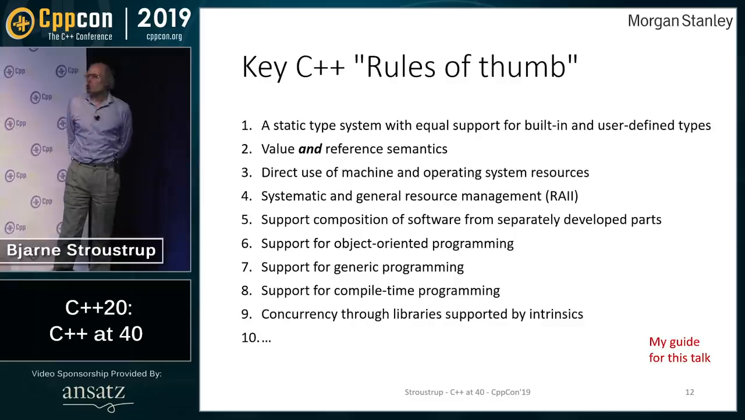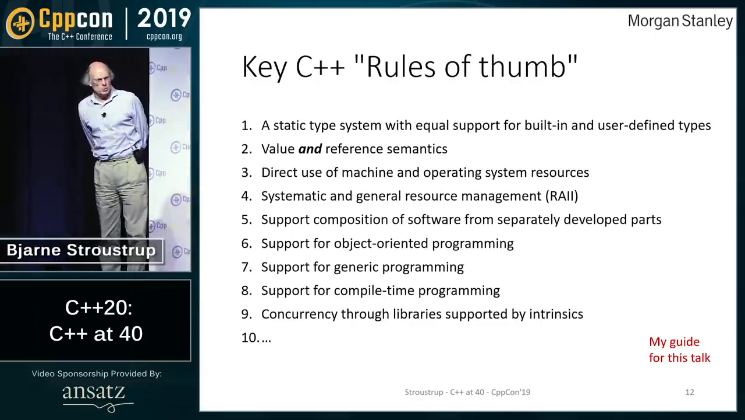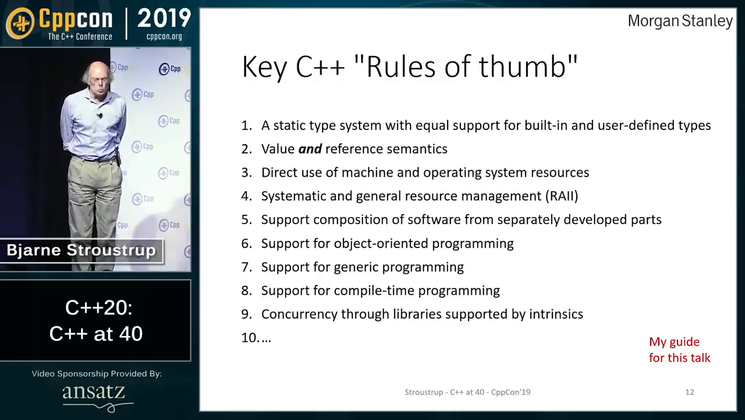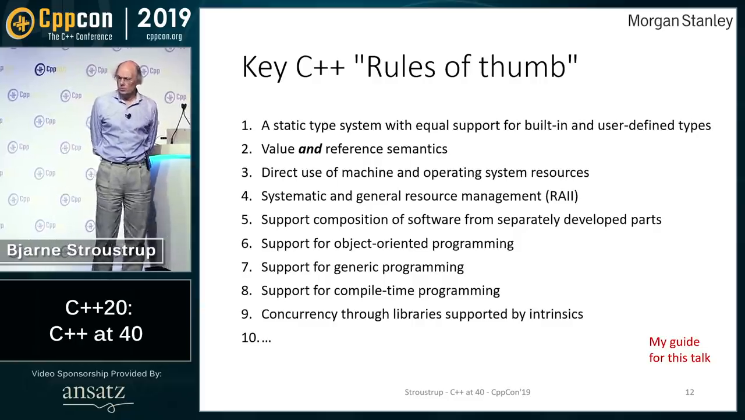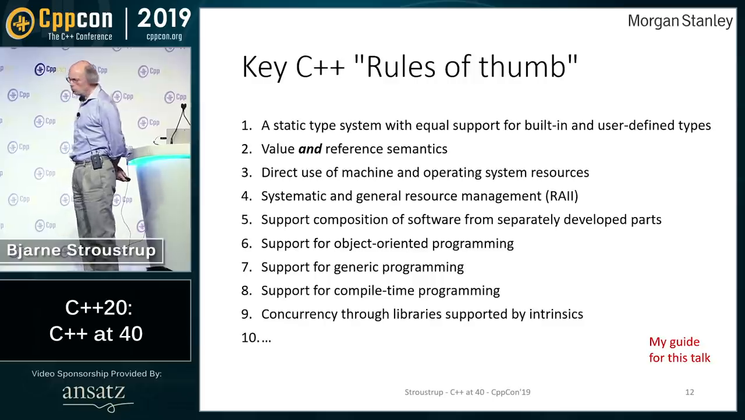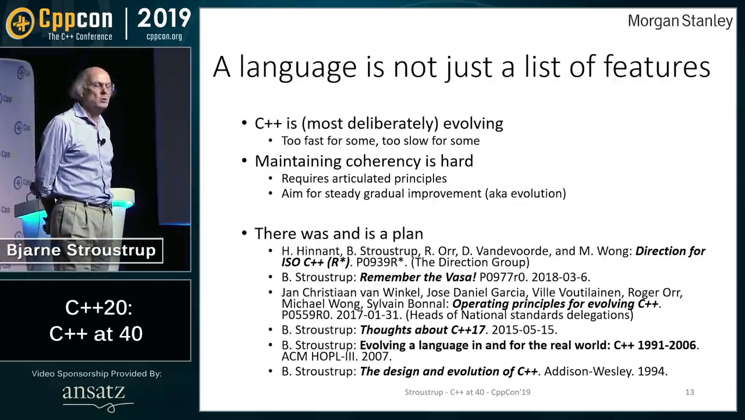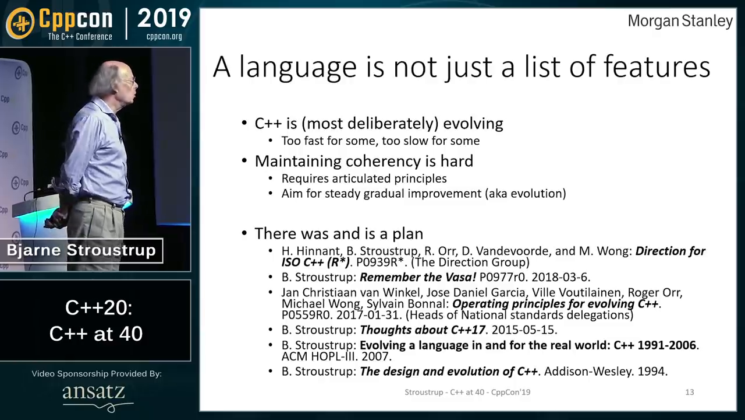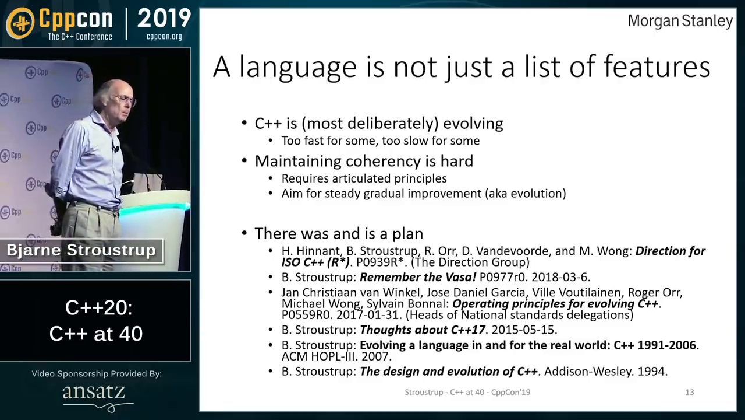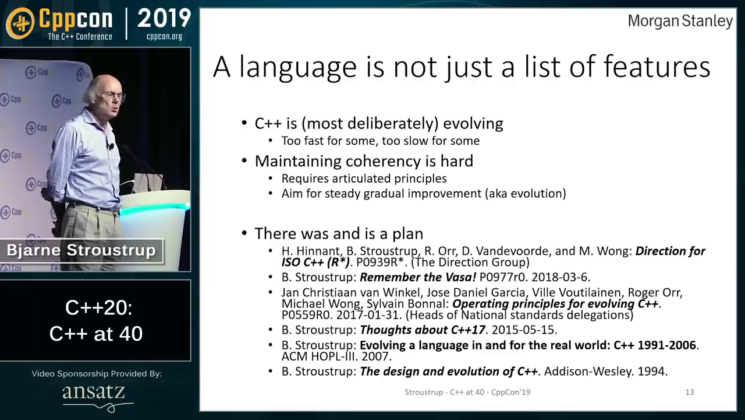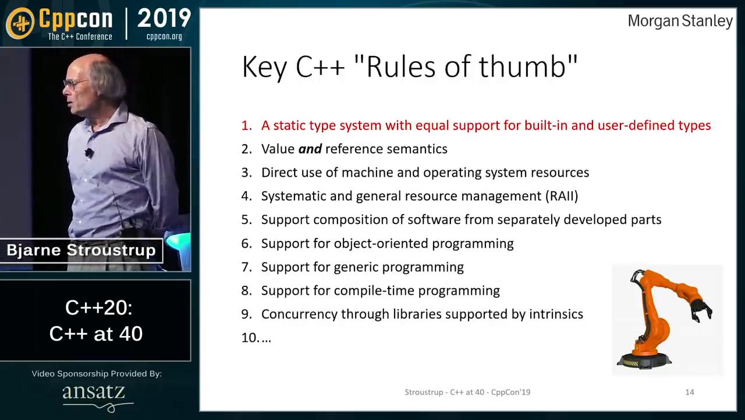If you look at the design evolution of C++, you'll find a list of rules of thumb. I felt shy. I wouldn't call them principles. So, rules of thumb. And this list here, which is a subset of that list, is going to be my guide for this talk. And there are a few. You have probably seen most of them. In other words, most of you have seen most of them. It's not just a list of features. It's an evolving language. The trouble and the challenge is to maintain coherency for a long, long time and aim for gradual and steady improvement. And there was and there is a plan, and you can read up on it. There are some links there. So let's look at it.